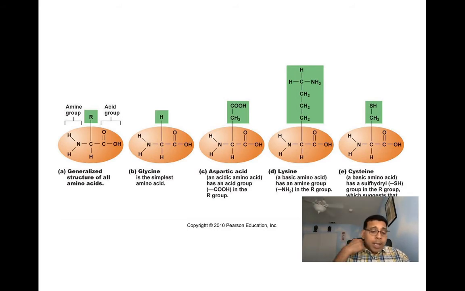So all amino acids are identical except for a single group of atoms called the R group. It's the difference in the R group that makes each amino acid chemically unique.